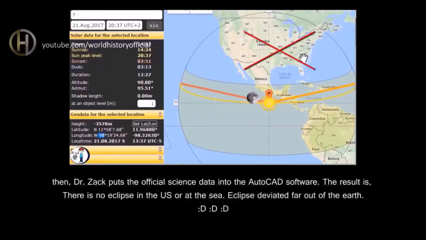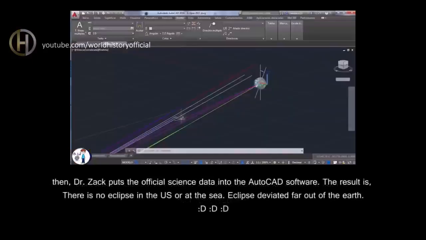Then, Dr. Zach puts the official science data into the AutoCAD software. The result is, there is no eclipse in the US or at sea. The eclipse deviated far out of the Earth. It's funny, very funny.